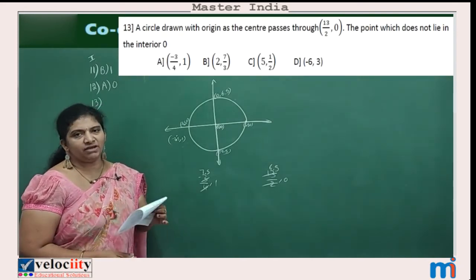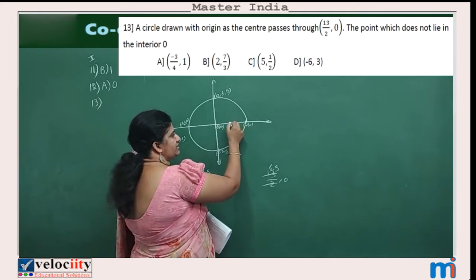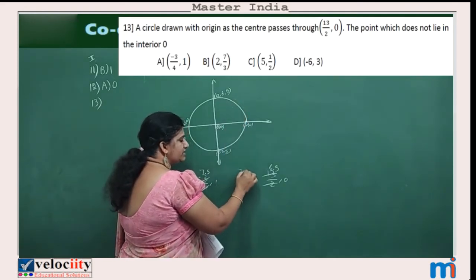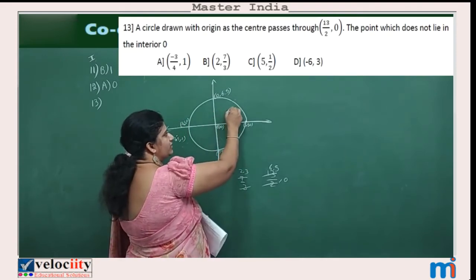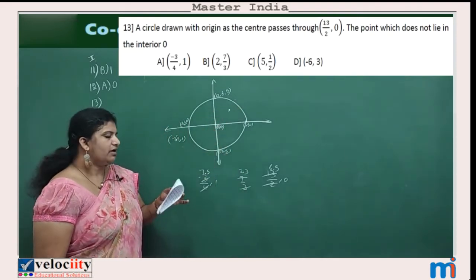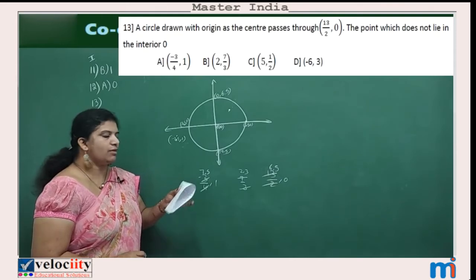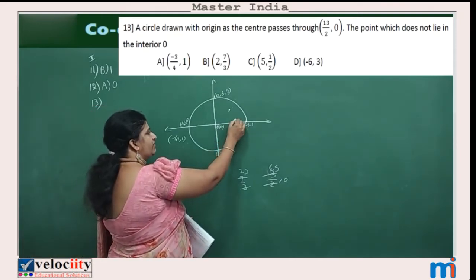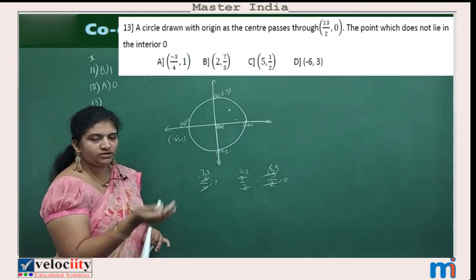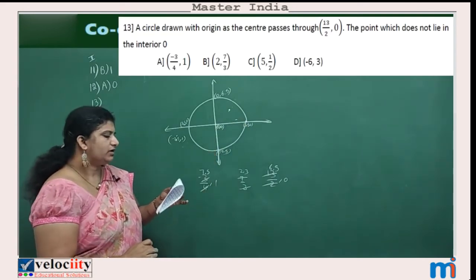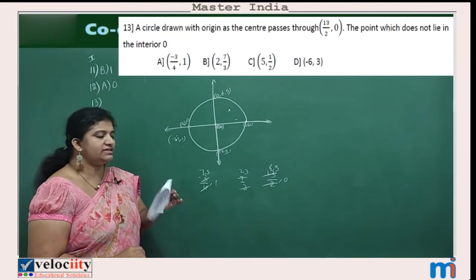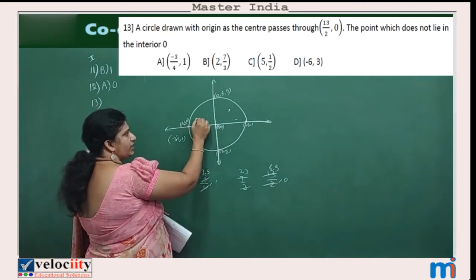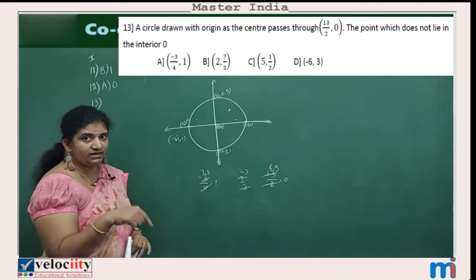2 comma 7 by 3. 2 comma 2 means somewhere here. 7 by 3. 7 by 3 means what? 3 2s are 6. 2.3 somewhere here. So it is inside the circle. Coming to your C coordinate, 5 comma 1 by 2. 5 comma 0.5. 5 comma 0.5 somewhere here. So this point also lying inside the circle. Coming to your last coordinate, minus 6 comma 3. Minus 6 comma 3 means somewhere here. Okay, this point is also lying inside the circle.